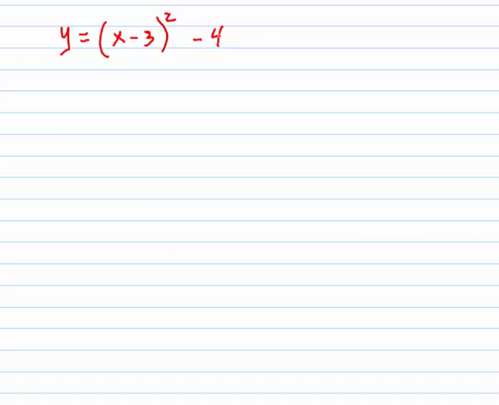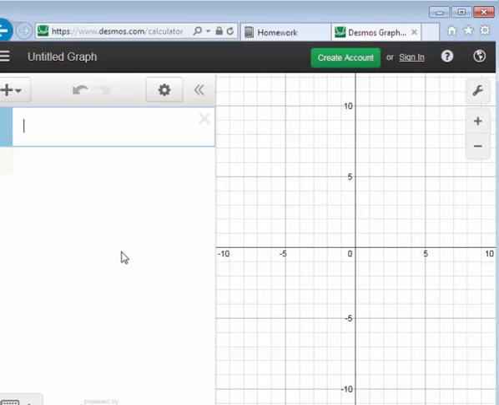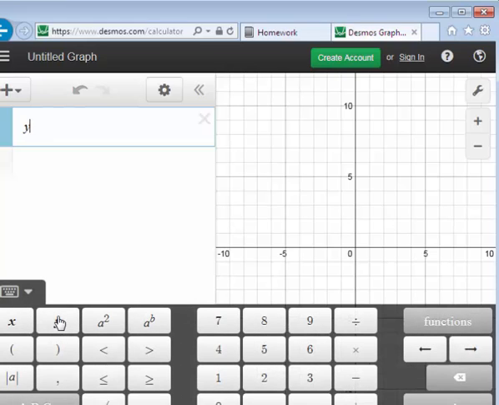Well, first let me show you a cool graphing website, demos.com/calculator, and you get this cool graphing calculator. Let me show you how it works. You can bring this up and say y is equal to x, and we get a straight line there.